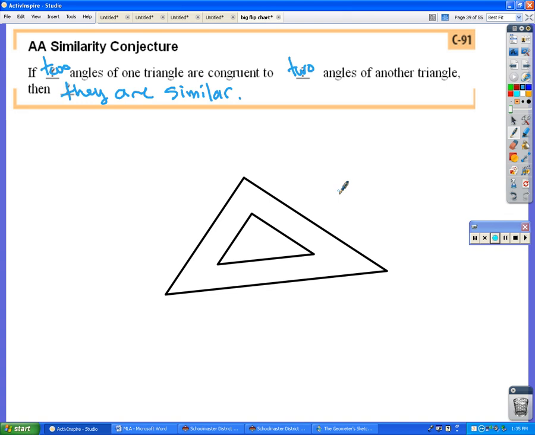Although I'm sure they'll ask you some questions about congruency again. Can you read that? First of all, it's called the AA similarity conjecture. The AA? Angle. If two angles of one triangle are congruent to two angles of another triangle, then the two triangles are similar. Then they are similar.